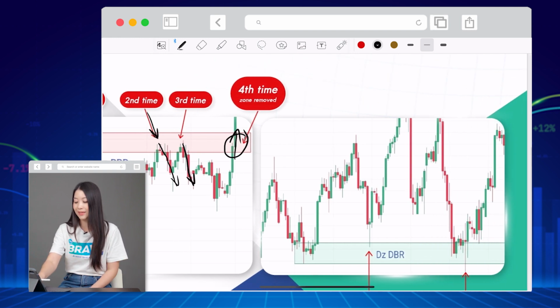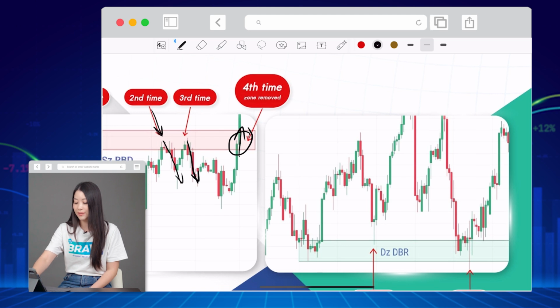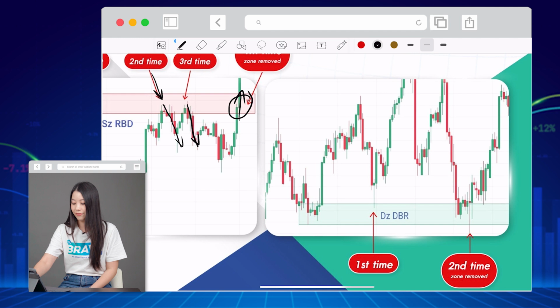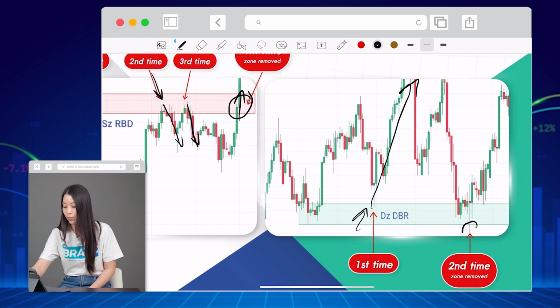What about the example for the demand zone? For the demand zone, if you look at the first touch when the zone is fresh, that's all good. The price was sent back up to make a higher high. But the second time, the wick of the candlestick actually removed all the orders within the zone. So that's all gone.